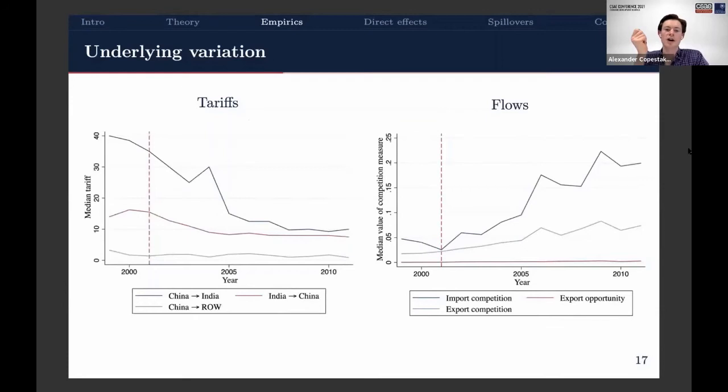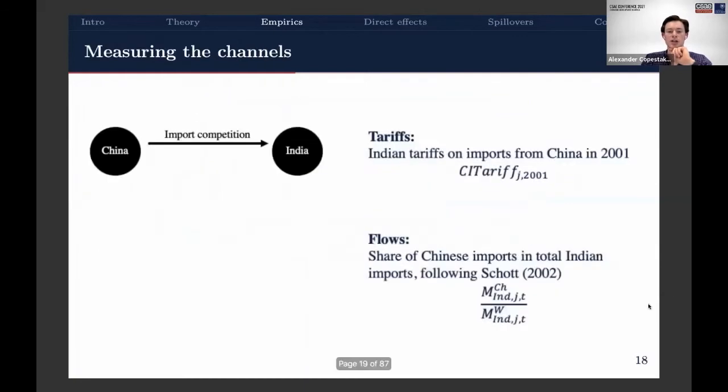What's the variation driving it? So we're seeing tariffs falling on the left here. And then what we should see if those tariffs are falling between India and China, between China and India, and between China and the rest of the world, we would also expect to see a rise in import or export flows, which is what's on the right-hand side. I'll talk now about how I'm going to measure exactly what these import competition and so on channels are.